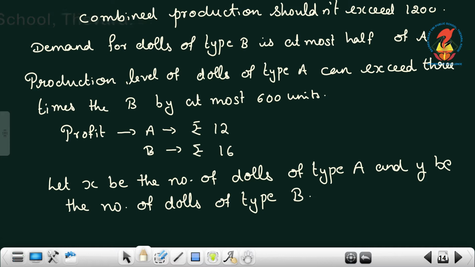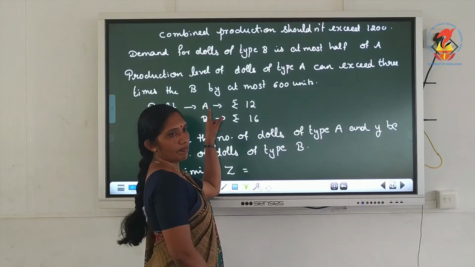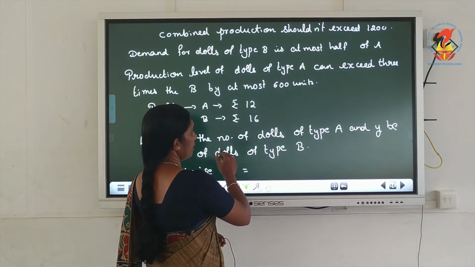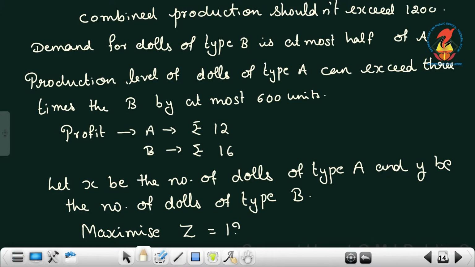Then we have to find maximum profit. So, the objective function is maximize Z equal to the profit for a type A doll, that is rupees 12. Here we have X dolls, so profit is 12X, and for type B it is 16, so plus 16Y, subject to the constraints.